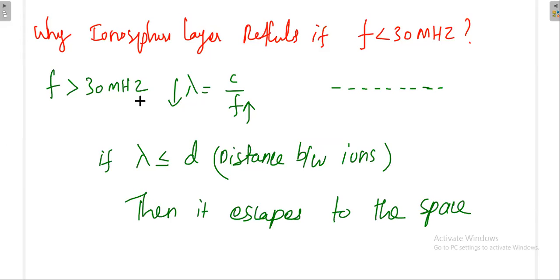Whenever you use frequency less than 30 megahertz, then only it will reflect, because the wavelength is just greater than d, so your signal may be reflected. Otherwise you will not get any reflection. That's the main reason. You may have a doubt why the ionospheric layer reflects, but only under some frequency range. This is the answer for that. Is it clear, sir, what I am telling?